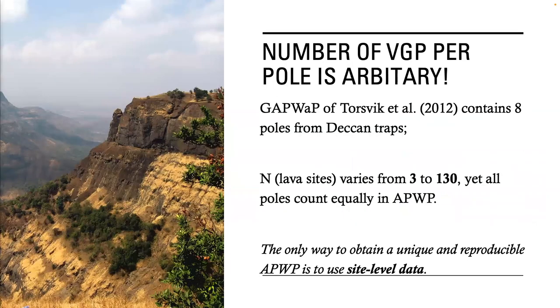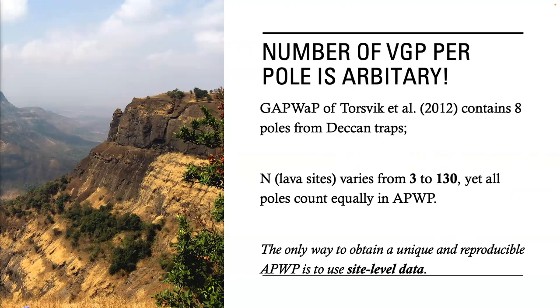To illustrate, in the apparent polar wander path of Torsvik of 10 years ago, there were 8 poles from the Deccan Traps, and N varied from 3 to 130, and the weight that was assigned to these poles is equal. We could have made an infinite number of poles, or one pole, or whatever. We could have done whatever we wanted with this. And that arbitrariness is unavoidable if we work on pole level. That means that we should stop using poles to make apparent polar wander paths, and we should go to VGP level, to site level.